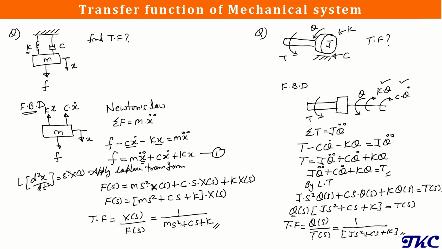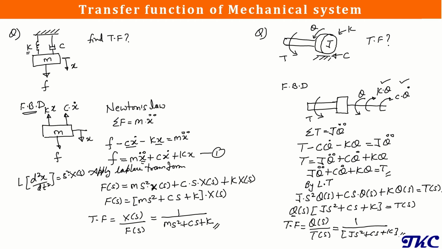So we need to get the force contribution or torque contribution of all the important elements, that is mass, spring and damper. Once we got the contribution of these three elements, we can get the equation of motion. And once we got the equation of motion, by applying Laplace transform, we can get the transfer function for that system. So let's revise what we discussed today.